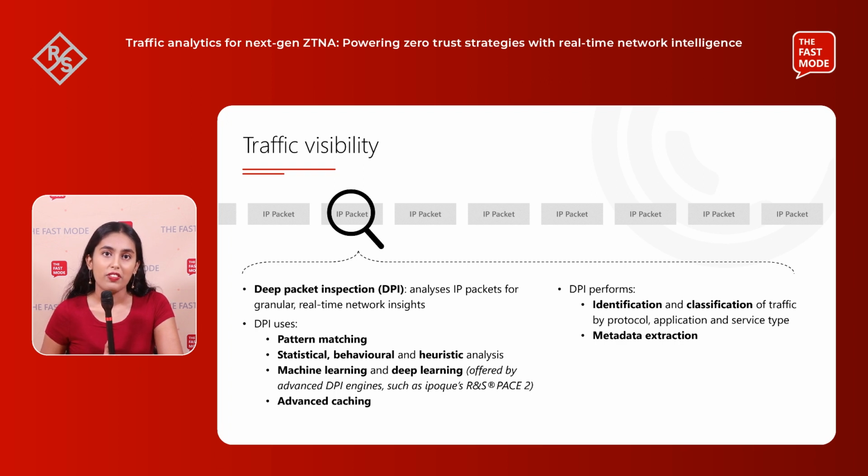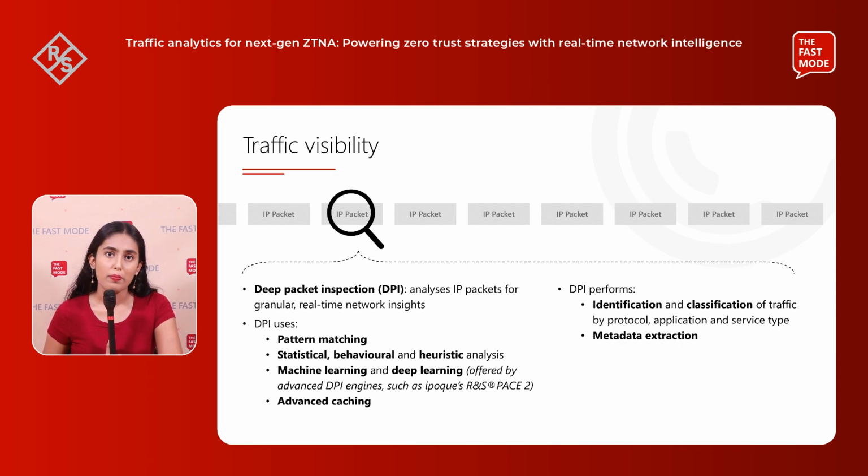Okay, so what is traffic visibility? Traffic visibility, which can be referred to as analytics, observability, network monitoring, network intelligence, basically refers to gathering granular real-time insights about IP network traffic. In this webinar, we are going to focus on one method of traffic visibility, which is deep packet inspection, DPI.